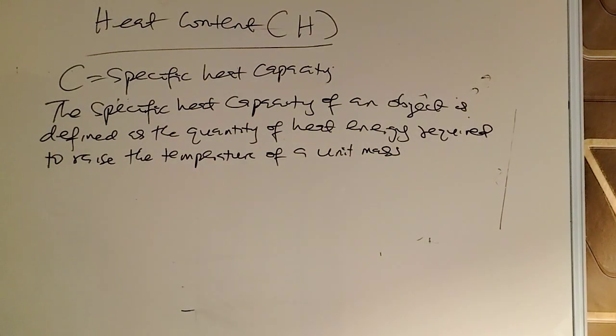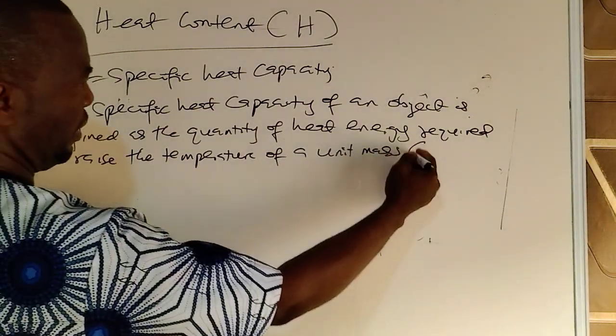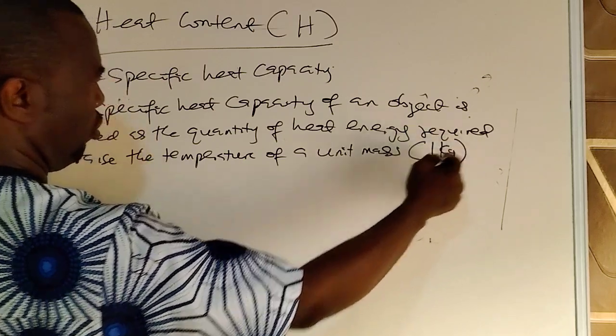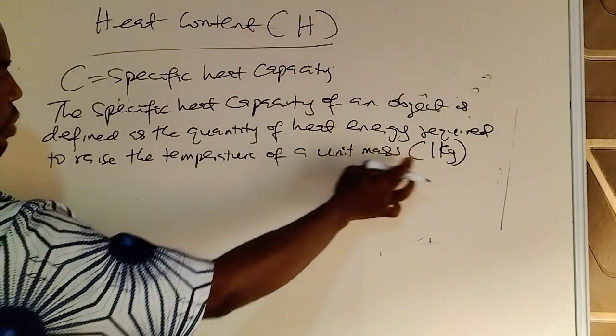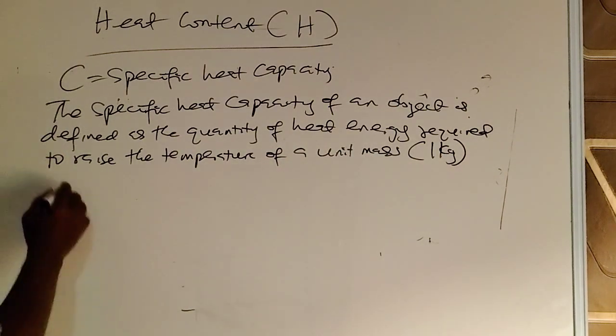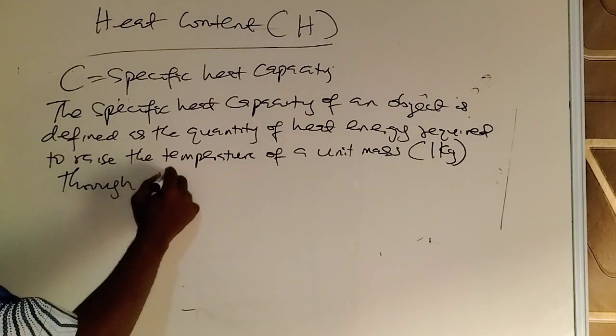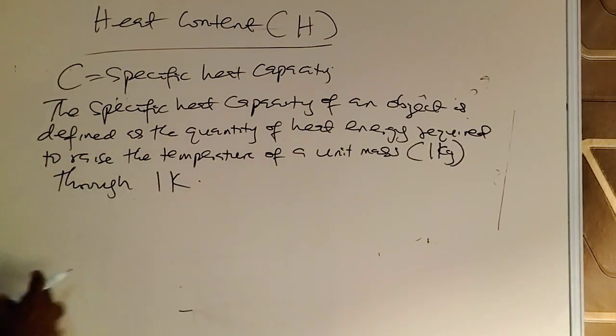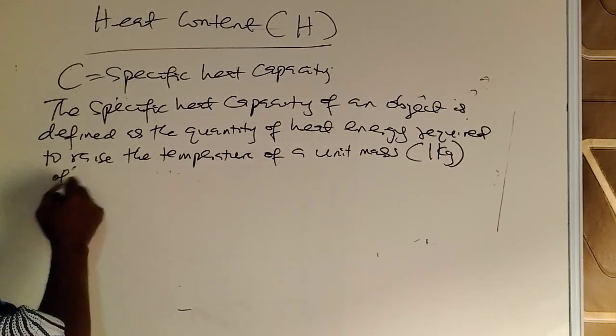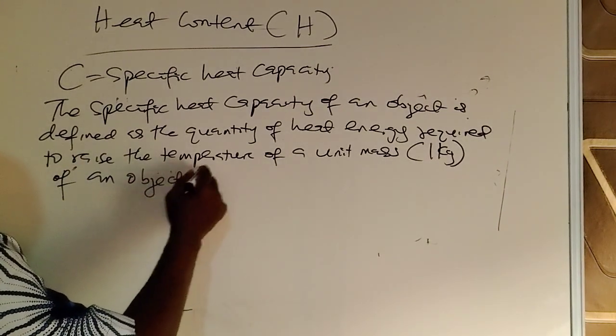So we want to express this unit in terms of SI. If its unit is 1, we can now say 1 kilogram. But if you want to go with a non-SI unit, you can say 1 gram. So in place of unit mass, someone can say 1 kg of an object through 1 Kelvin. So that is what is meant by the term specific heat capacity. The quantity of heat required to raise the temperature of a unit mass, or 1 kg of an object, through 1 Kelvin.